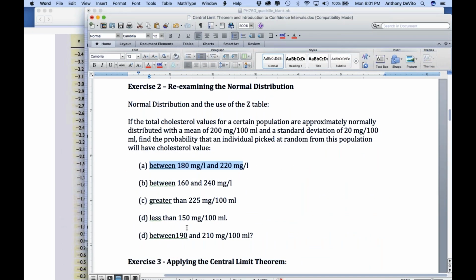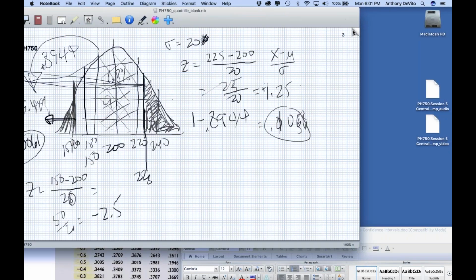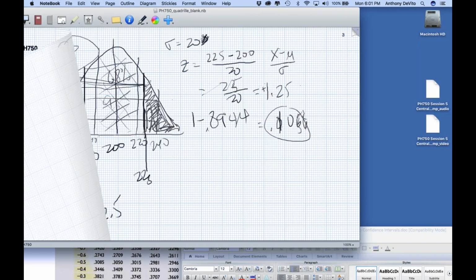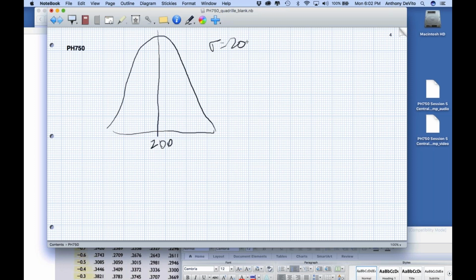Okay, between 190 and 210. So I'm going to redraw this. Here's my distribution. Here is my mean, the population mean is 200, and my standard deviation is equal to 20. And 190 and 210.